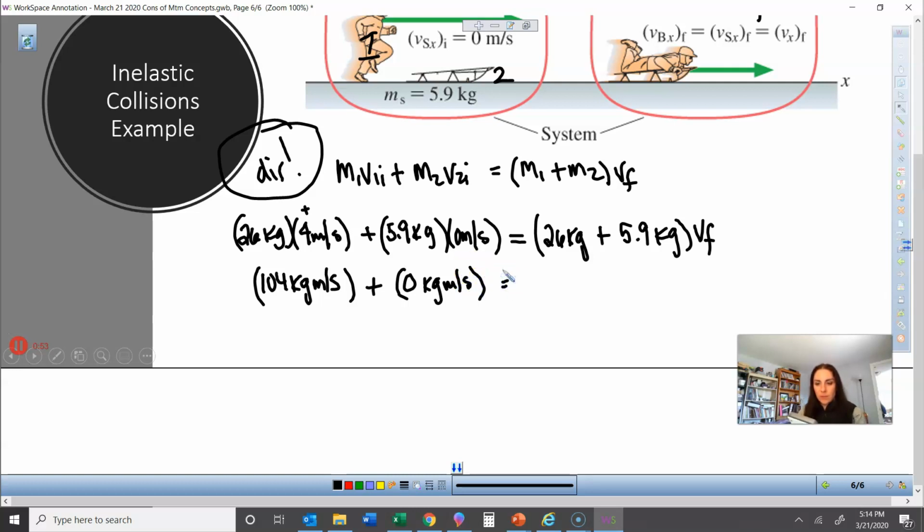26 plus 5.9 VF. So now I'm going to solve this out. So basically I have to get rid of this first. This goes to 0, of course, so that pretty much goes out. So I'm going to divide both sides by 28.